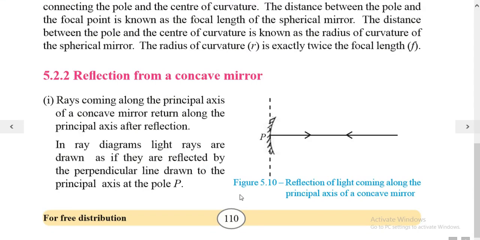Everybody, let's continue our lesson on curved mirrors, concave and convex. In the first part, we discussed concave mirrors, and then reflection from a concave mirror.